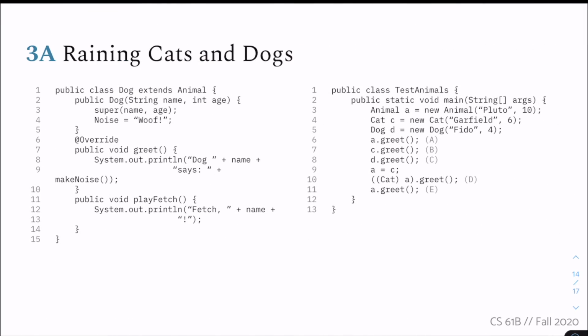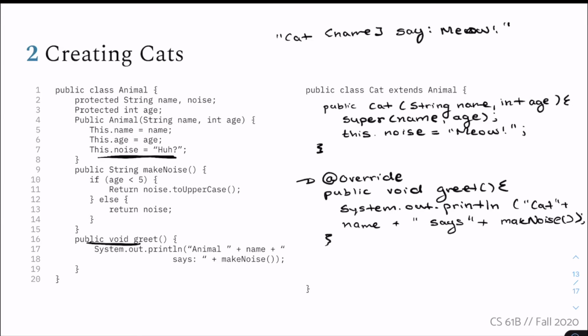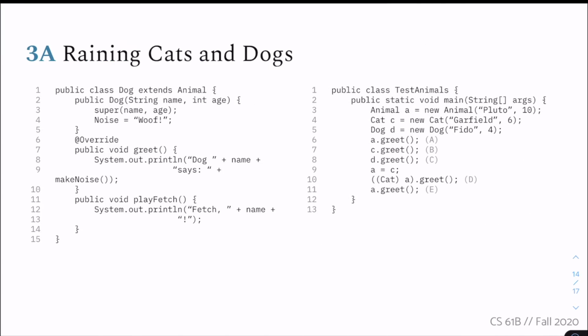Okay, great. Moving on from here, let's go on to problem 3. So now we're going to assume that animal and cat are defined as we did them in problem 2. And the question is now, as we go through this main function right here, what would get printed on each of these lines that has a letter next to it? I'll give you a couple of seconds to think about it.